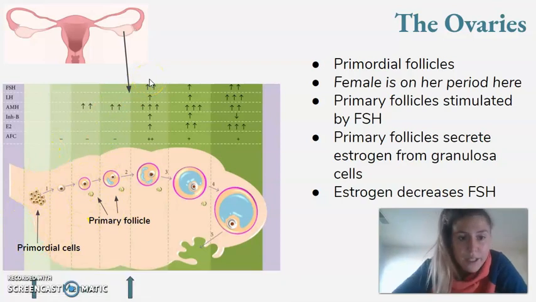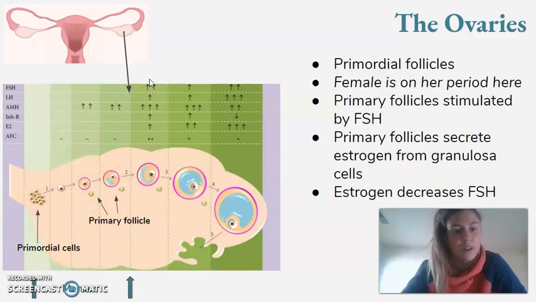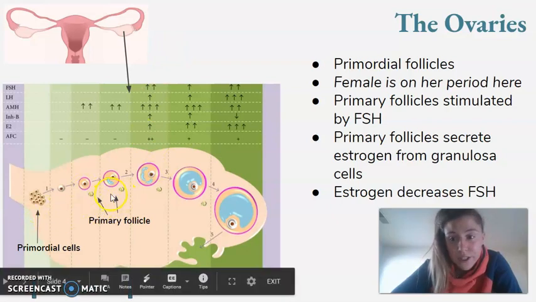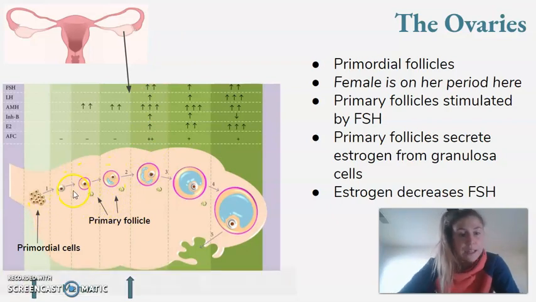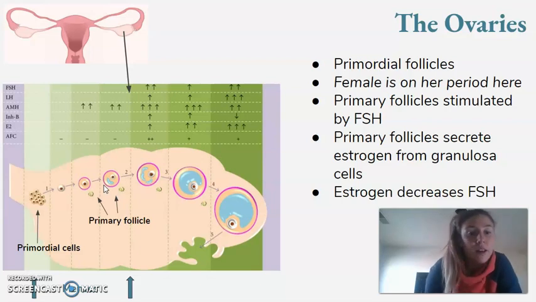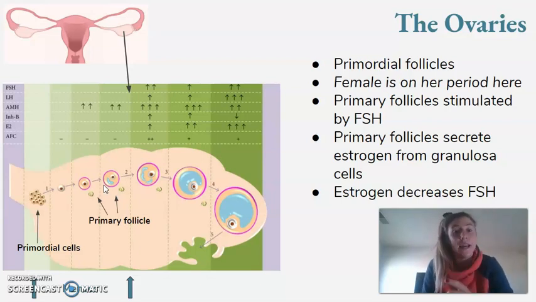And in this moment in time, the woman is shedding her uterine lining, but we're just going to focus on the ovaries right now. So you can see these primordial cells, and each month some will mature and grow into primary follicles. It is due to the FSH that these follicles mature and grow, which is again happening while the female is on her period. These maturing primary follicles begin to secrete estrogen from their granulosa cells, and estrogen has a negative feedback loop with FSH for the first 10 days, meaning an increase in estrogen will cause a decrease in FSH.